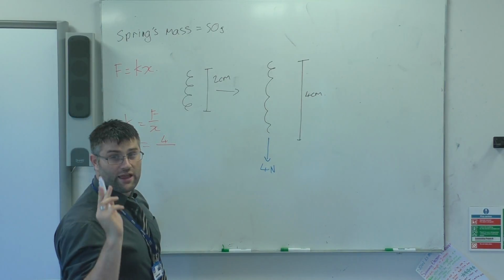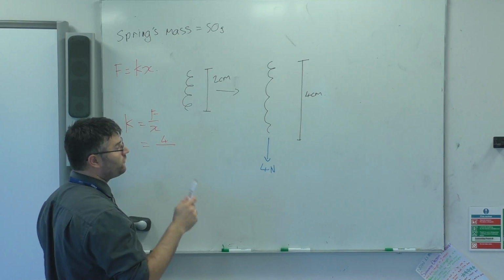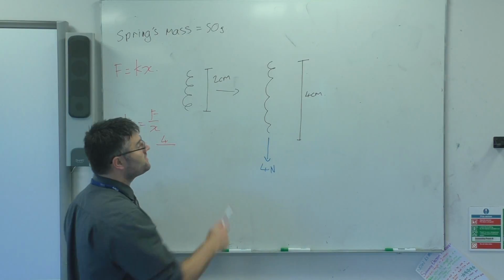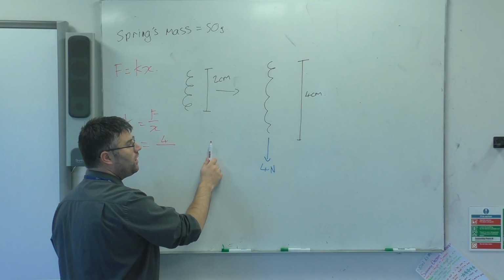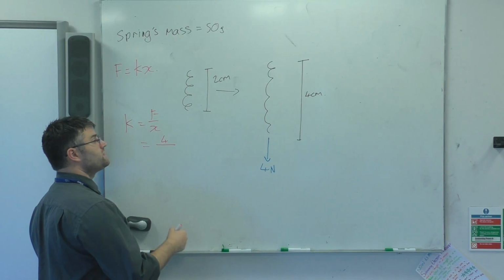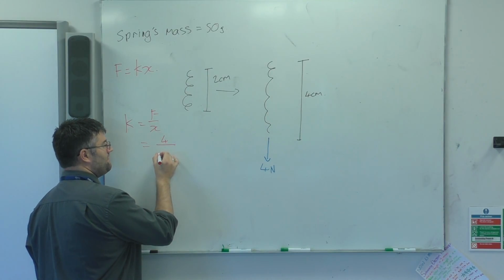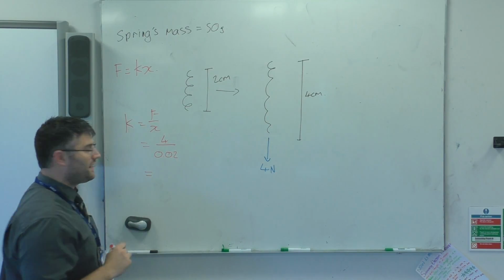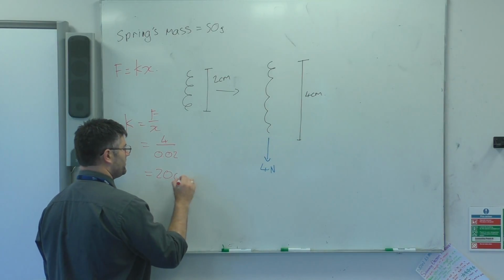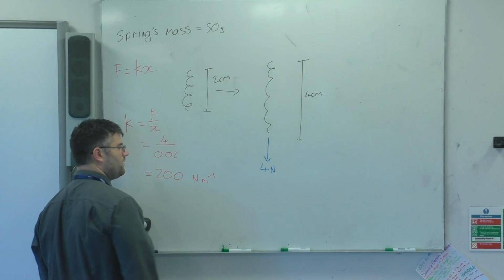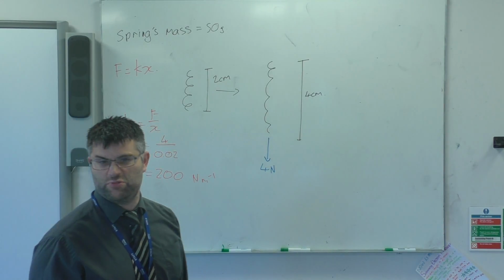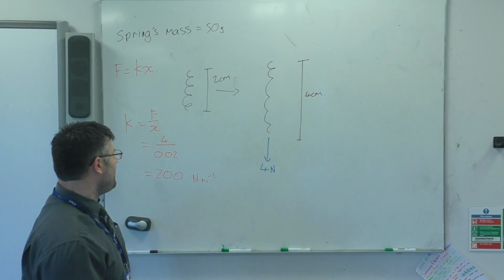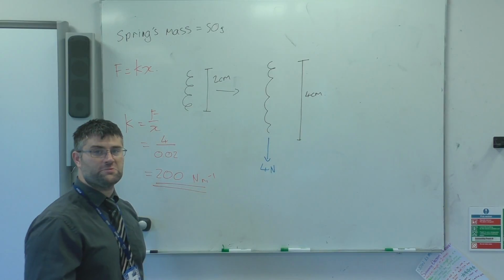Now, careful, if you thought initially that the extension would be 4 centimeters, you'd be wrong. It's the extension from the original length. So in this case, 2 centimeters more than what it was before, 4 centimeters. So we're going to put that in meters, which is 0.02. Okay, and if we do that calculation, you should get an answer of 200 newtons per meter. So this is a pretty stiff spring. Right, so that is our force constant. That's the first thing you'd be expected to do.